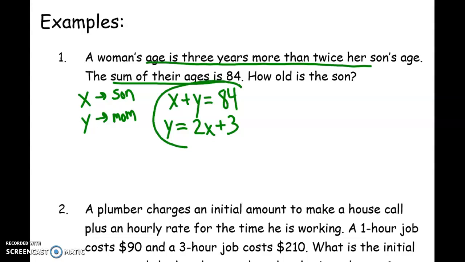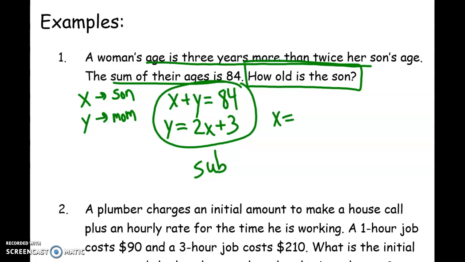And here I have a system. This is what you need to do. You need to set it up. Now it's about solving. And for me, I would look at this and I'm thinking substitution for my method of solving. And then once you solve, you have to make sure that you've answered the question here. Unfortunately, if I were to put this into substitution, I would get x equals some number, and x represents the son, so I would be answering the question by finding out what x equals. Again, I'm not going to do that right now. I'm focusing more on how to set them up.